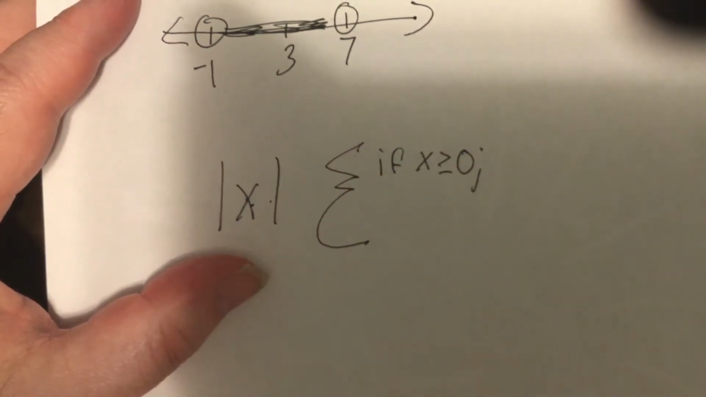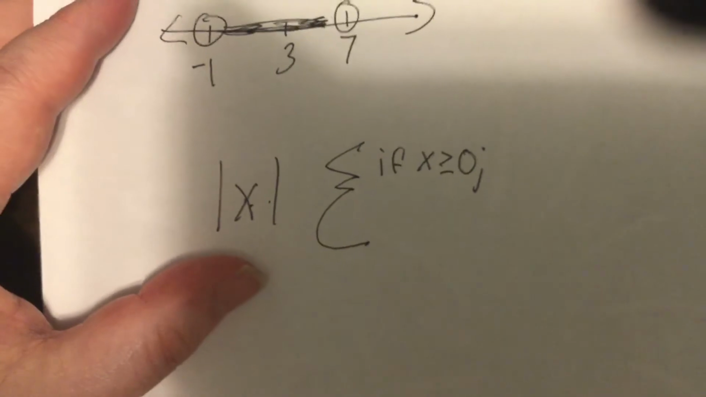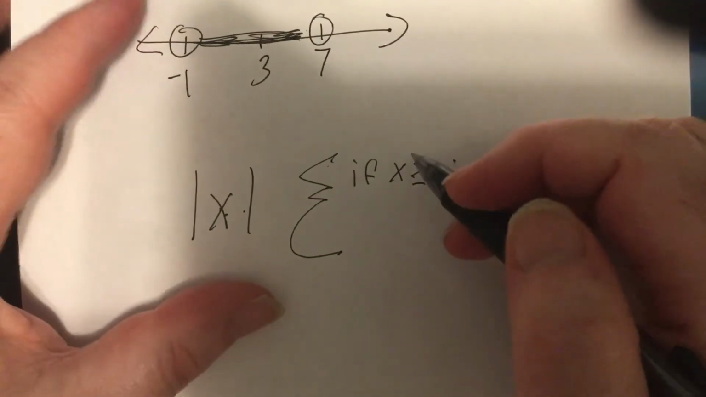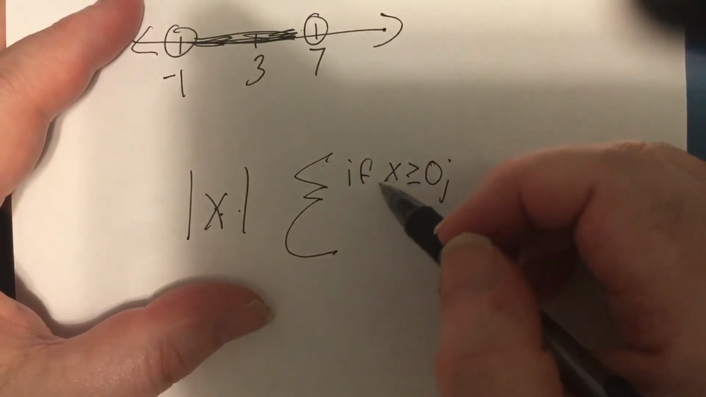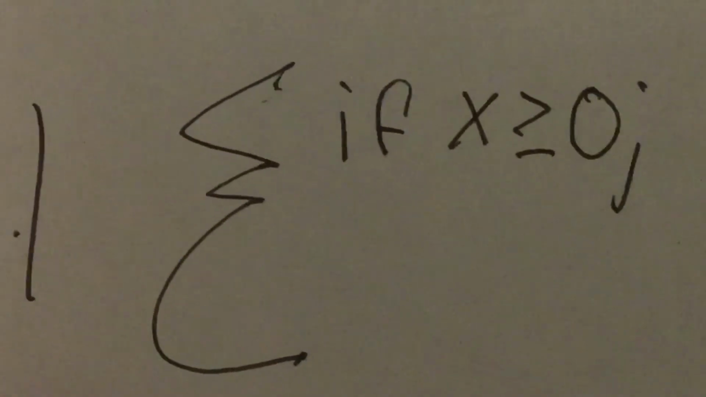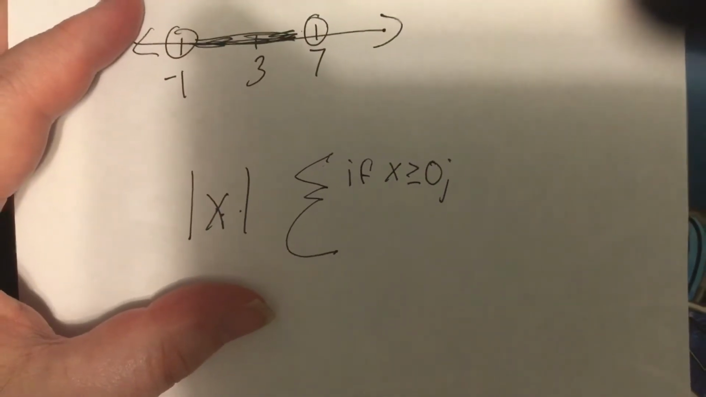Absolute value of 4, I wonder what this button is. Oh, I know what that button is now. Sorry about that. In fact, no, sorry. I didn't know what that was. Well, that was kind of fun.